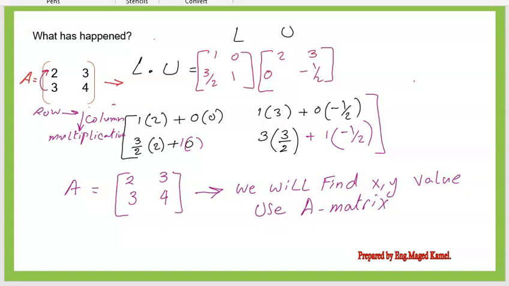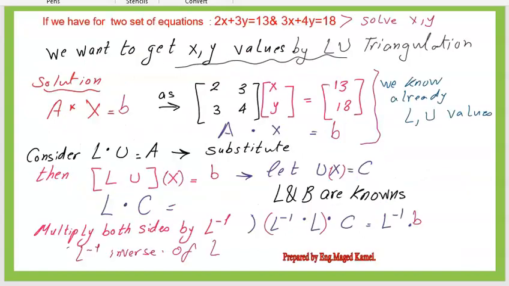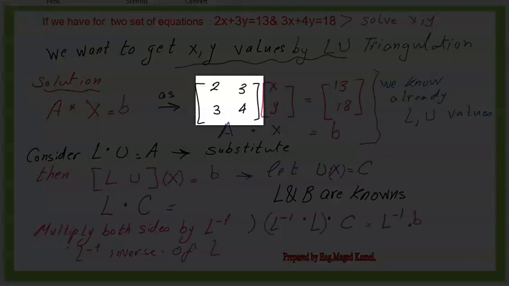We will use the same matrix A to solve for the values of two unknowns X and Y. We have these two equations, 2x plus 3y equal to 13 and 3x plus 4y equal to 18. It is required to find the unknown values for x and y by using the LU factorization method. The matrix A, which is 2, 3, 3, 4, is the same matrix for which the two matrices L and U were estimated earlier.